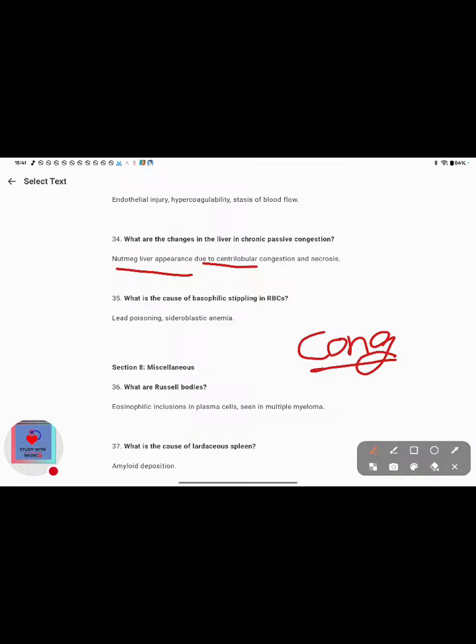So due to centrilobular congestion. What is the cause of basophilic stippling in RBCs? Basophilic stippling in RBCs because of sideroblastic anemia and lead poisoning. Lead poisoning and sideroblastic anemia.